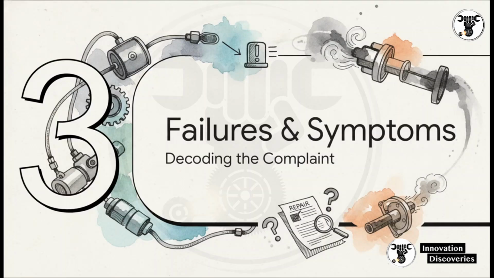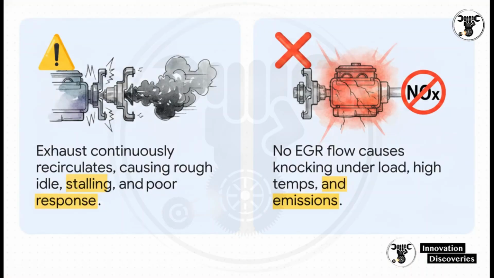Moving to Section 3, Failure Modes and Symptoms. Time to decode that drivability complaint. So here is the really crucial point, understanding this contrast. If the solenoid fails in a stuck open state, or say that vent port is blocked, exhaust gas is just going to continuously recirculate at idle. This essentially acts like a massive internal vacuum leak of inert gas. You are going to see a crazy rough idle, stalling, poor throttle response, and on diesels you'll see a ton of black smoke.